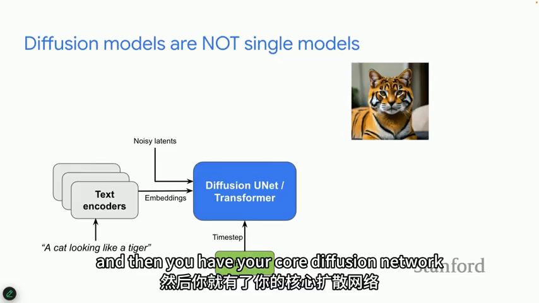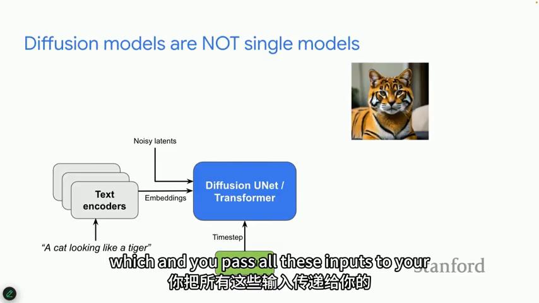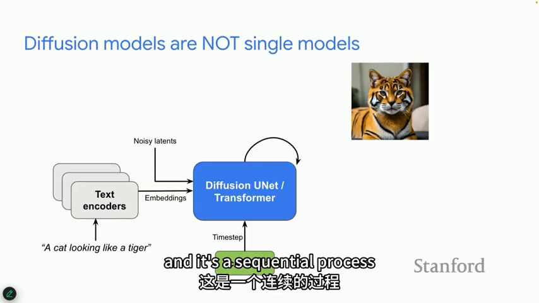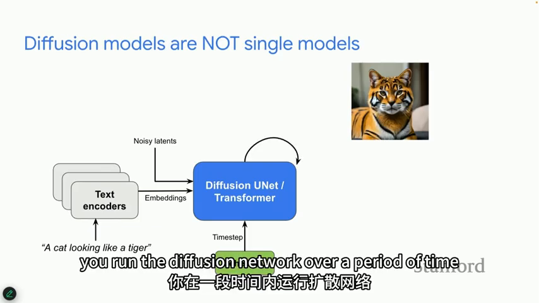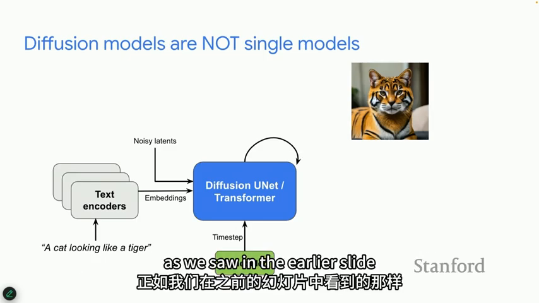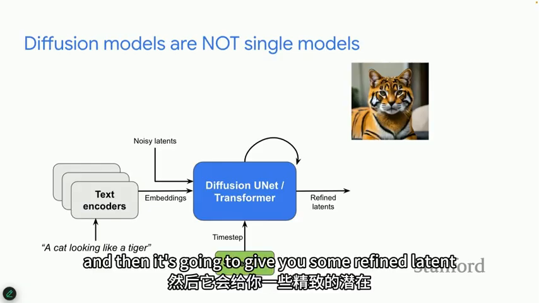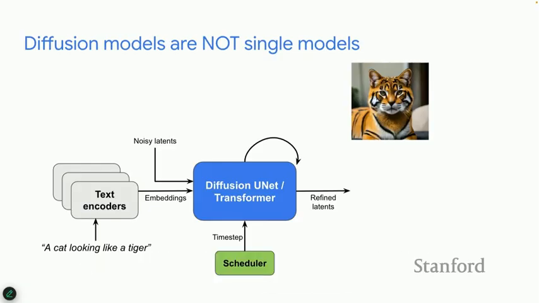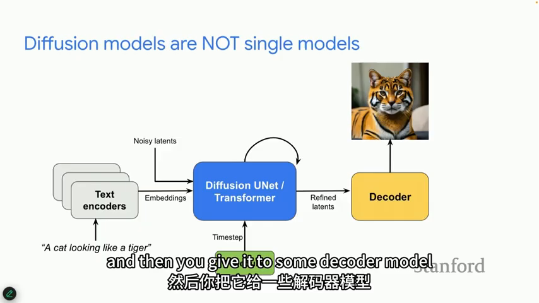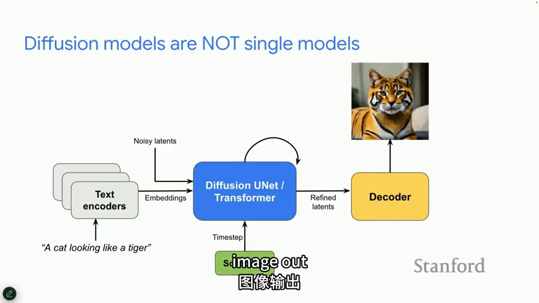And then you have your core diffusion network, and you pass all these inputs to your core diffusion network. And it's a sequential process. You run the diffusion network over a period of time, as we saw in the earlier slide. And then it's going to give you some refined latent. And then you give it to some decoder model, and you have your image out.